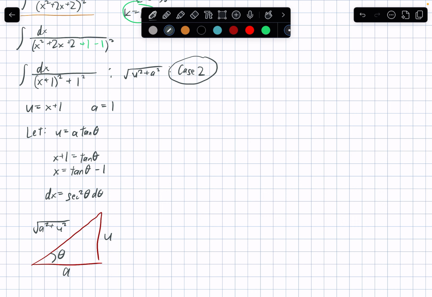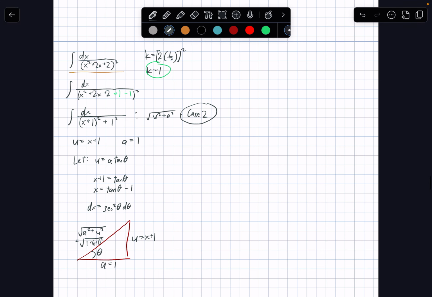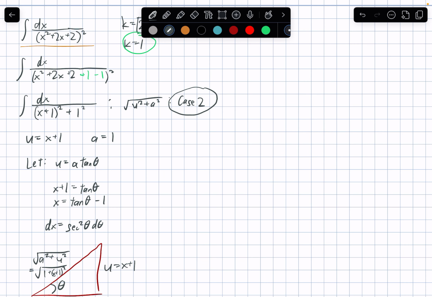Okay, so u again is equal to x plus 1, a is equal to 1. The hypotenuse is the square root of 1 plus x plus 1 squared. Okay, now let's substitute. So what do I mean by substitute? Coming from here, what is our dx? Our dx is this, right? So in place of dx, we write its equivalent. So secant squared theta d theta over, our x is tangent theta minus 1, right? So we just substitute.